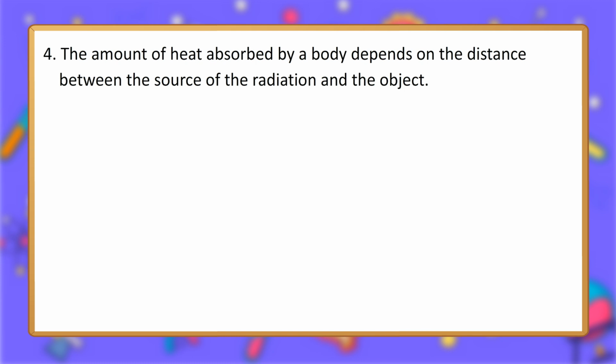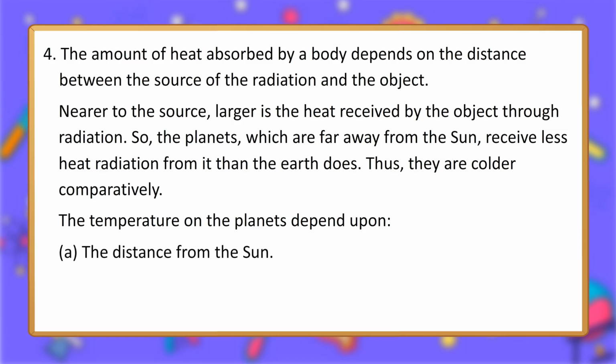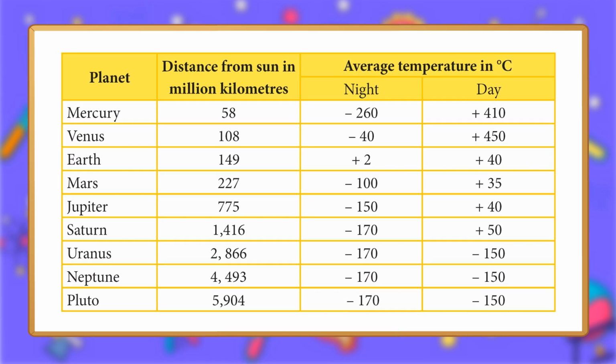4. The amount of heat absorbed by a body depends on the distance between the source of the radiation and the object. Nearer to the source, larger is the heat received by the object through radiation. So, the planets, which are far away from the sun, receive less heat radiation from it than the Earth does. Thus, they are comparatively colder. The temperature on the planets depends upon A. The distance from the sun.